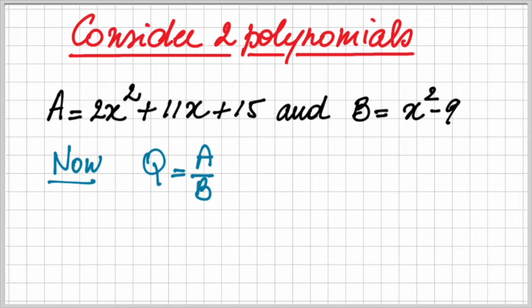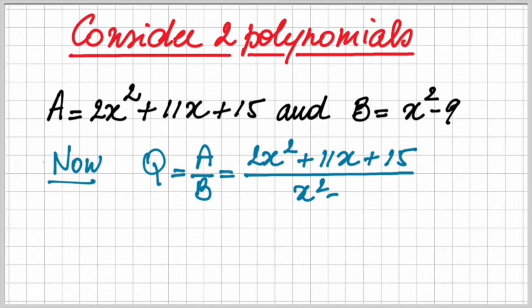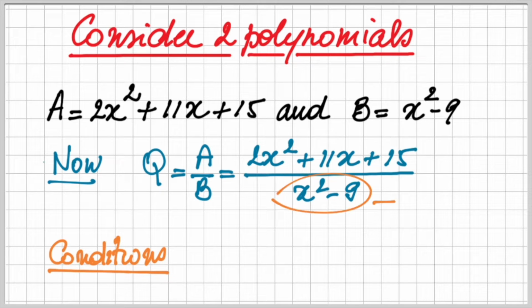Now, what we have to do is look at the division of a divided by b. And when we look at that, we find that it's 2x squared plus 11x plus 15 divided by x squared minus 9. And of course, we have to look at the conditions. The conditions here say that x squared minus 9, which is the denominator, should not be equal to 0.